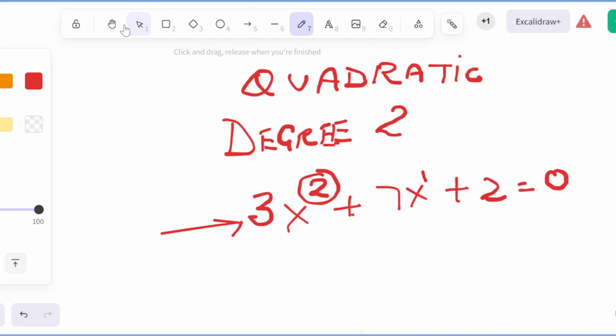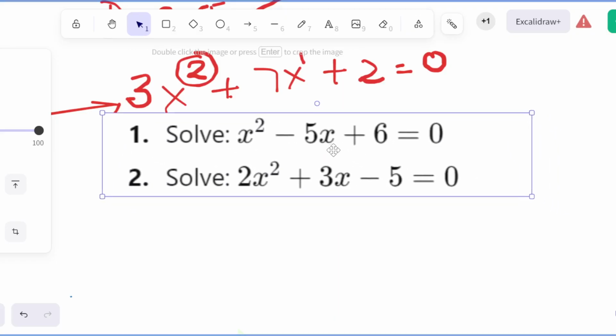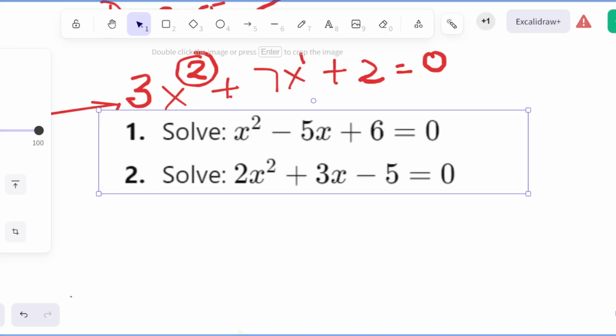Okay, one second. I'll take some examples. So you will get questions like this. So we know what a quadratic equation is. Any polynomial with the highest power 2, or degree 2, will be a quadratic equation, right? And now we get questions like solve these quadratic equations.